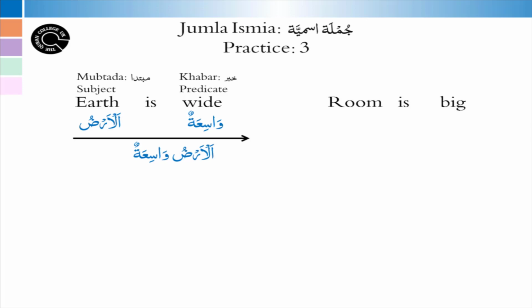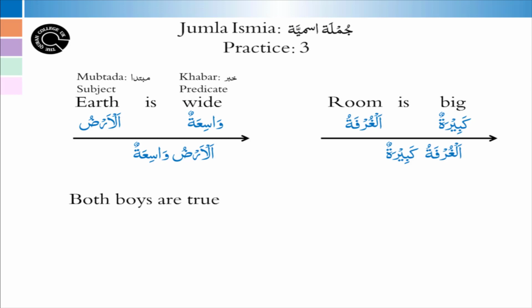The second sentence is room is big. For big we use Kabirun. For room we use Al-Ghurfatu. It is a feminine noun, therefore Kabirun would become Kabiratun. Hence the final sentence would become Al-Ghurfatu Kabiratun.